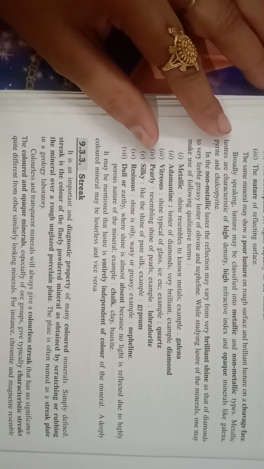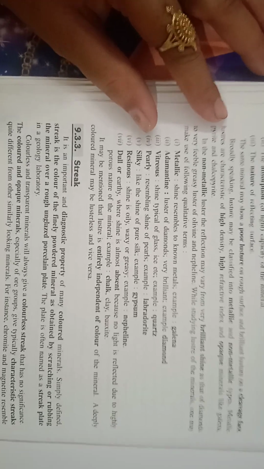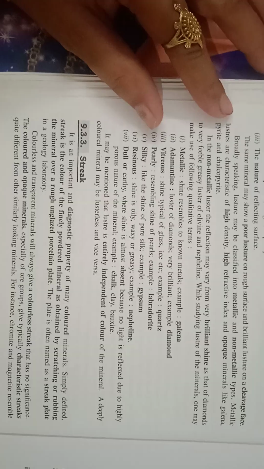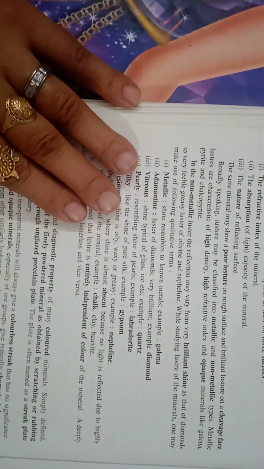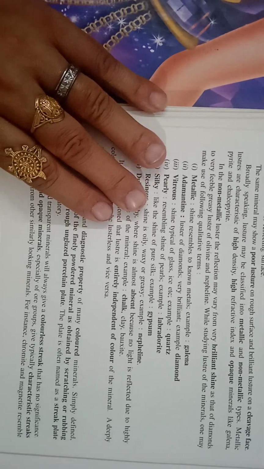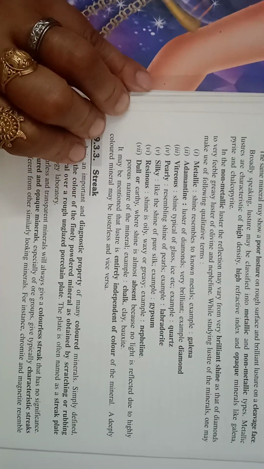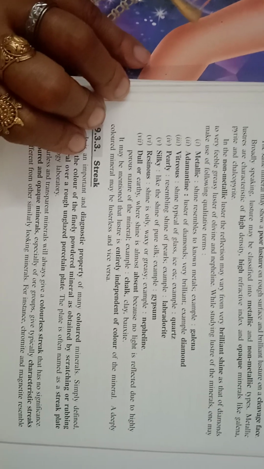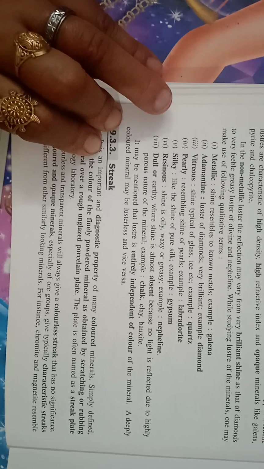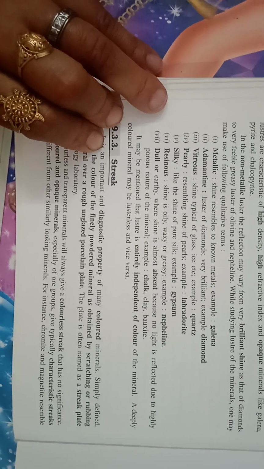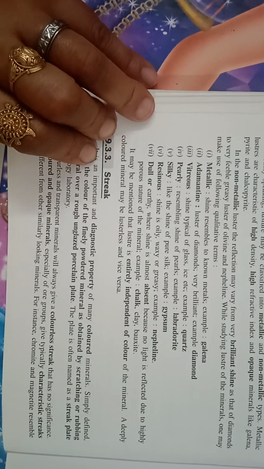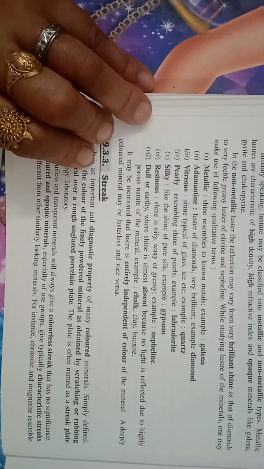Broadly speaking, lusters may be classified into metallic and non-metallic types. Metallic lusters are characteristic of high density, high refractive index and opaque minerals like galena, pyrite and chalcopyrite. In the non-metallic lusters, the reflections may vary from very brilliant shines as that of a diamond to very feebly greasy luster of olivine and nepheline. While studying luster of minerals, one may make use of the following qualitative terms.